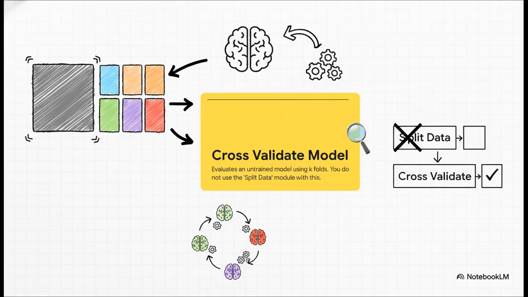It automatically splits your data into multiple sections or folds, and then it trains and tests the model over and over again, each time using a different piece for testing. This gives you a way more reliable score, and you don't even need that first split data step.